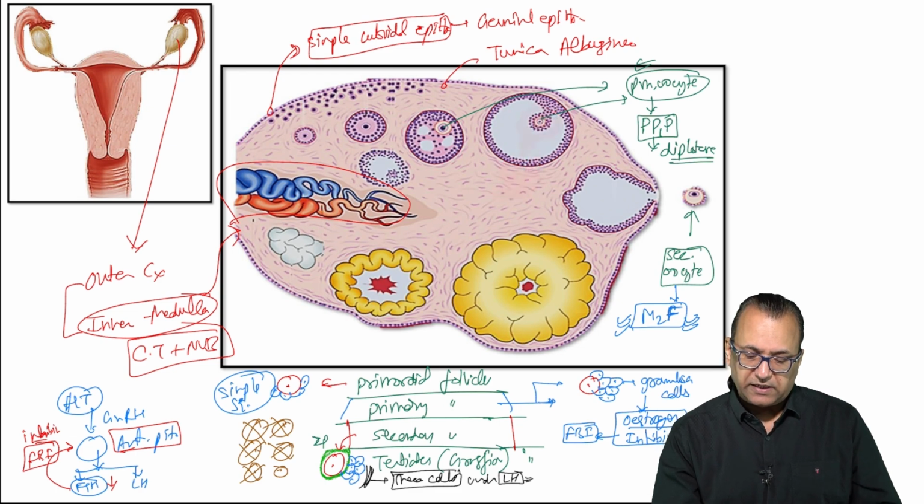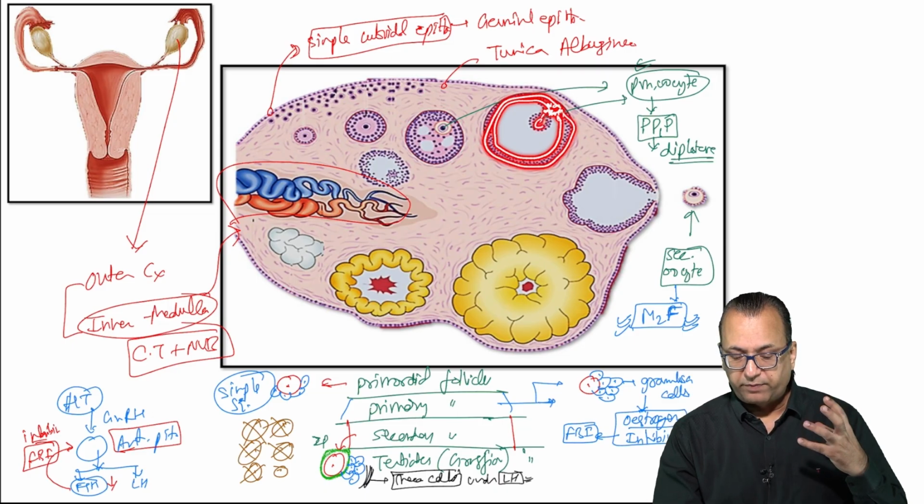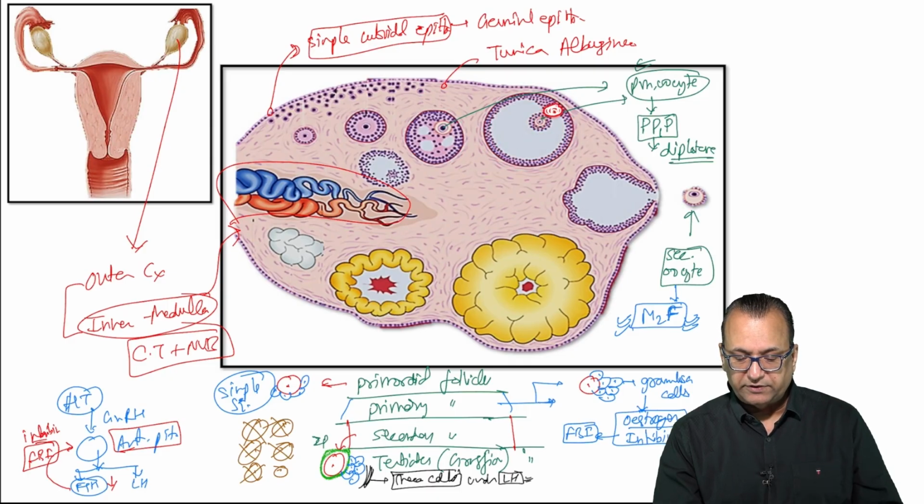There will be some granulosa cells which are holding the oocyte to the peripheral granulosa cells. These are peripheral granulosa cells, and the granulosa cells which are holding the primary oocyte and corona radiata here. This bunch of cells is called cumulus oophorus. Cumulus oophorus, we will again draw a diagram.